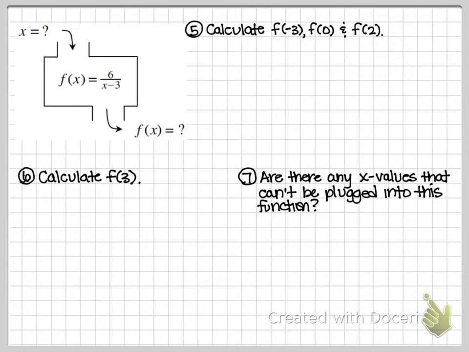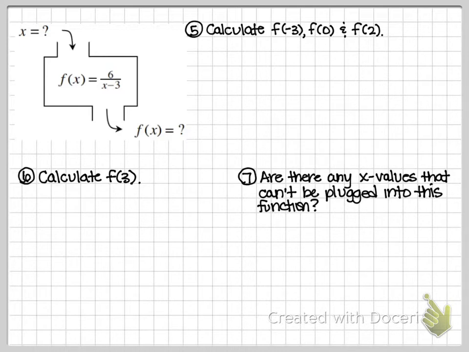Okay, so on question number 5, you're being asked to do what we've been doing since we first started functions. We have this function machine. We know that we're dropping an x value into the machine, the machine's doing some work, and then we have a function value, like a y, that pops out at the bottom.